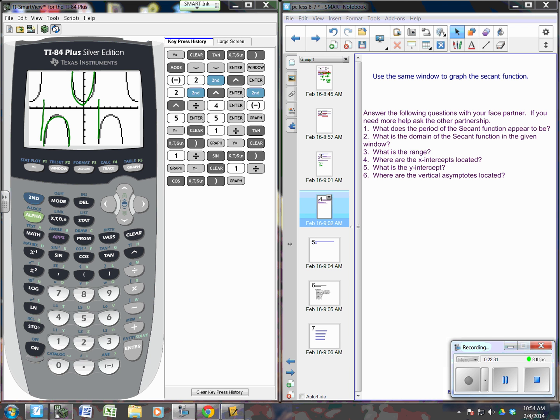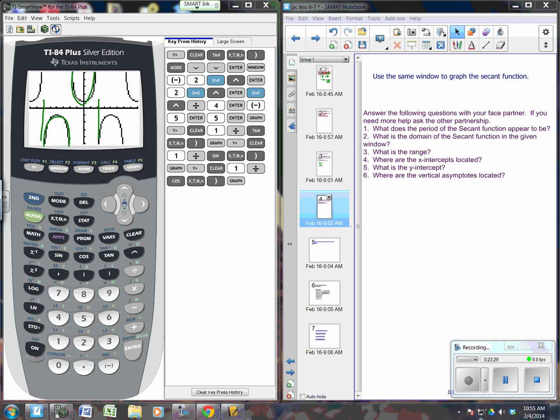Okay, next question. What is the domain of the secant function in the given window? Hunter. Well, where are the asymptotes? There's an asymptote. What's this tick mark? Quarter pi. What's that one? Half pi, right? Guys, there's an asymptote at odd pi halves. Okay, so the domain. Hunter, now that you know it, state the domain. Exactly. Everybody say that. All real numbers except for odd multiples of pi halves.